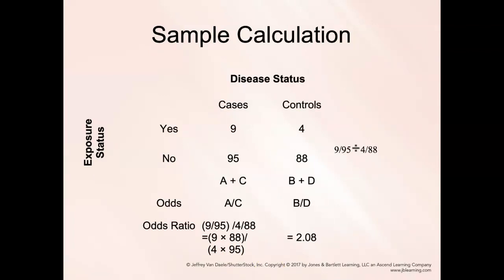If I were to do this, I could either memorize that formula or I could go through and plug in the numbers so I know exactly what I'm doing. If I was going to calculate this odds ratio, I would take the odds of exposure in my cases first. That would be this 9 over 95. And then I would divide that by the odds of exposure in my controls, which would be this 4 over 88. When you actually calculate those numbers, you end up with an odds ratio of 2.08. So that's how you calculate an odds ratio.